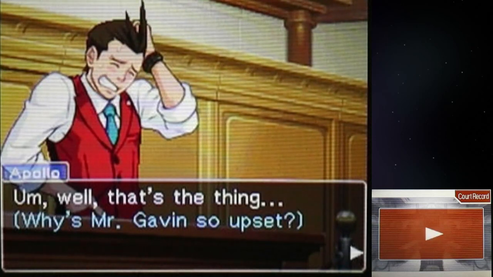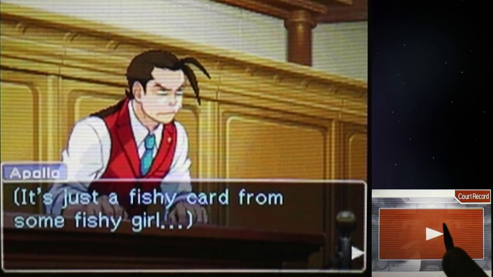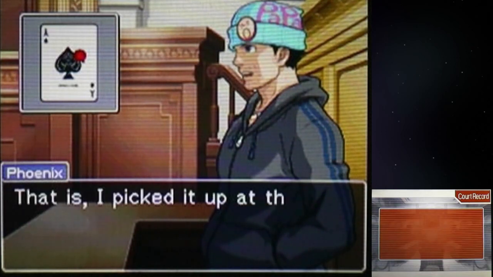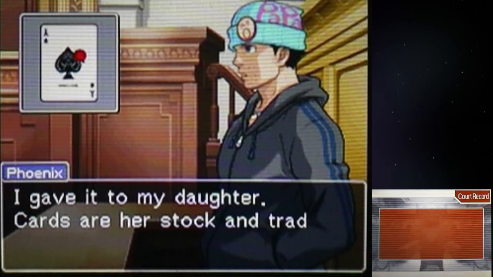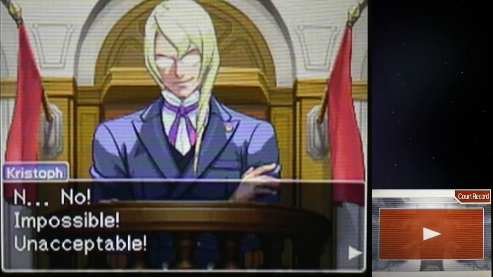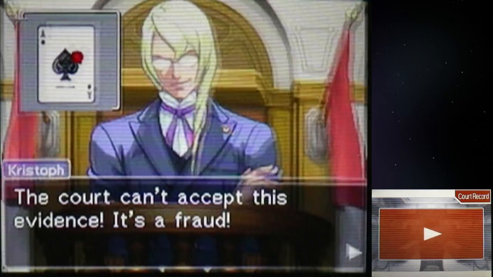Well, that's the thing. Why is Mr. Gavin so upset? It's just a fishy card from some fishy girl. Oh, that card? It's mine! That is, I picked it up at the Borscht Bowl Club that night, after the murder had occurred. I gave it to my daughter. Cards are her stock and trade, after all. No, impossible. Unacceptable. The court can't accept this evidence.